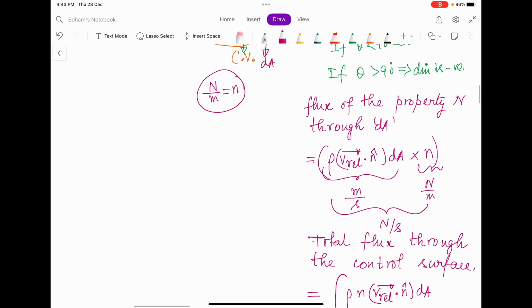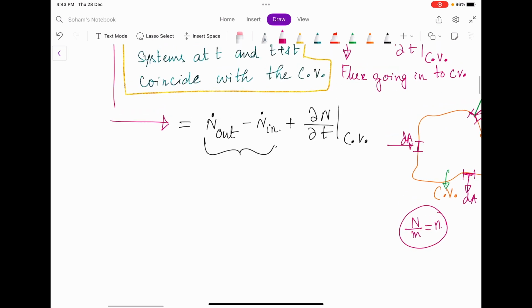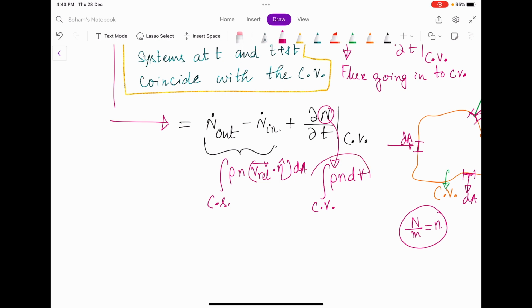What I have derived is the expression for this. So the expression for this is rho n v relative dot dA. I am not writing n cap anymore to avoid confusion. This is over the control surface, and this n we can again write as rho small n dv over the control volume. I think this conversion is pretty obvious.